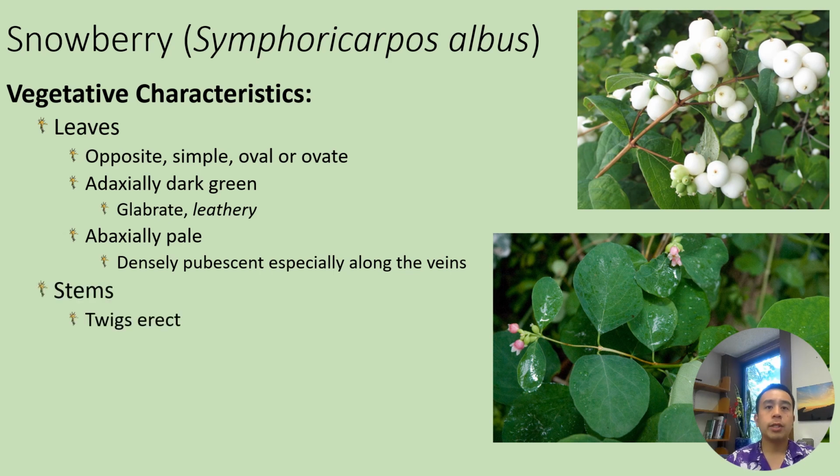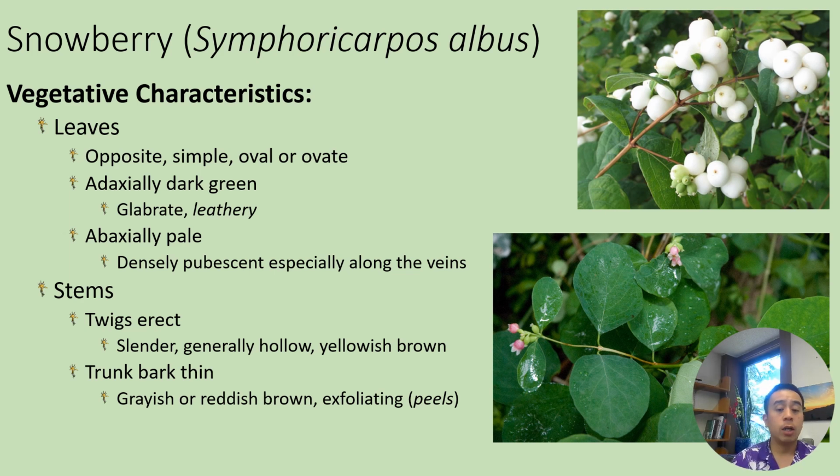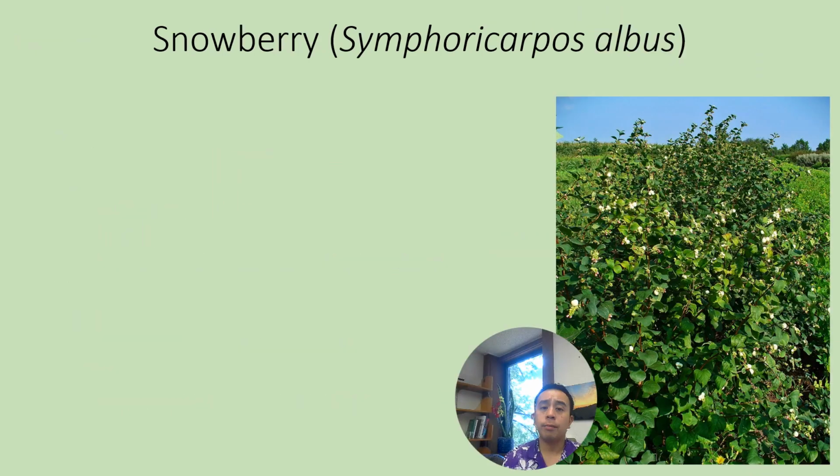The stems themselves have twigs that are often erect and can support themselves, and are often slender and generally hollow, and vary from yellowish to brown in color. The trunk has thinnish bark, which can be grayish or reddish brown in color, and can sometimes be exfoliating or peel off the stem.